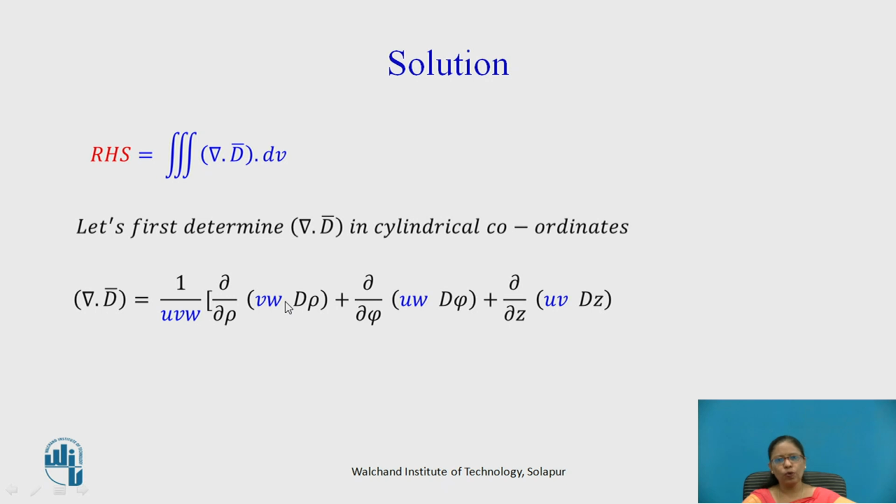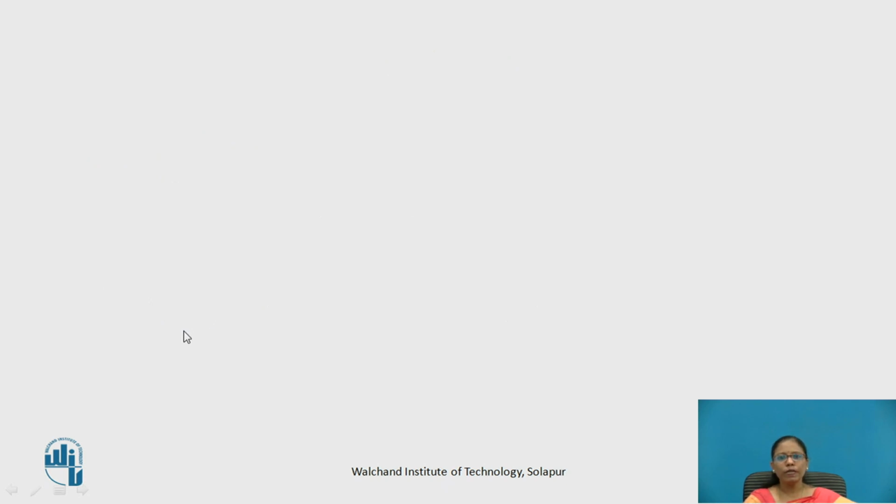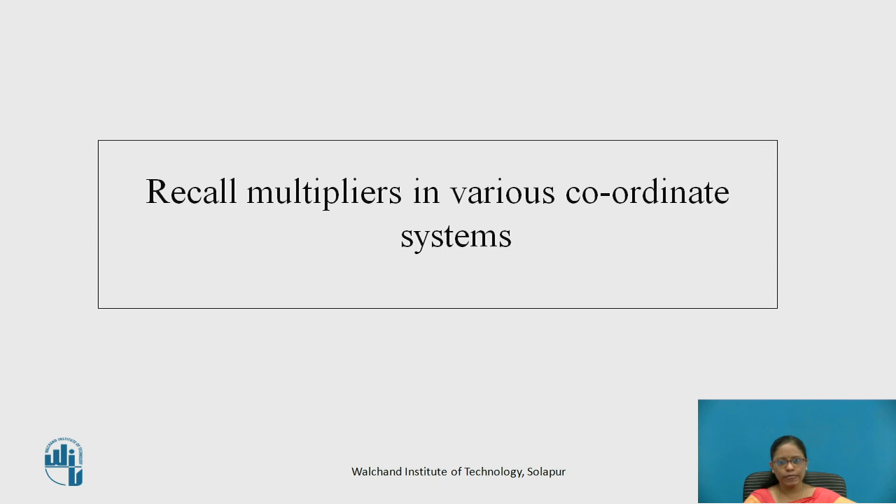So, del dot D bar can be given as 1 upon UVW, dou by dou rho of (VW D rho), plus dou by dou phi of (UW D phi), plus dou by dou z of (UV Dz). So, this way I can write the equation of del dot D bar. This is one standard equation that I can follow. And what are these UVW? UVW are multipliers in cylindrical coordinate system.